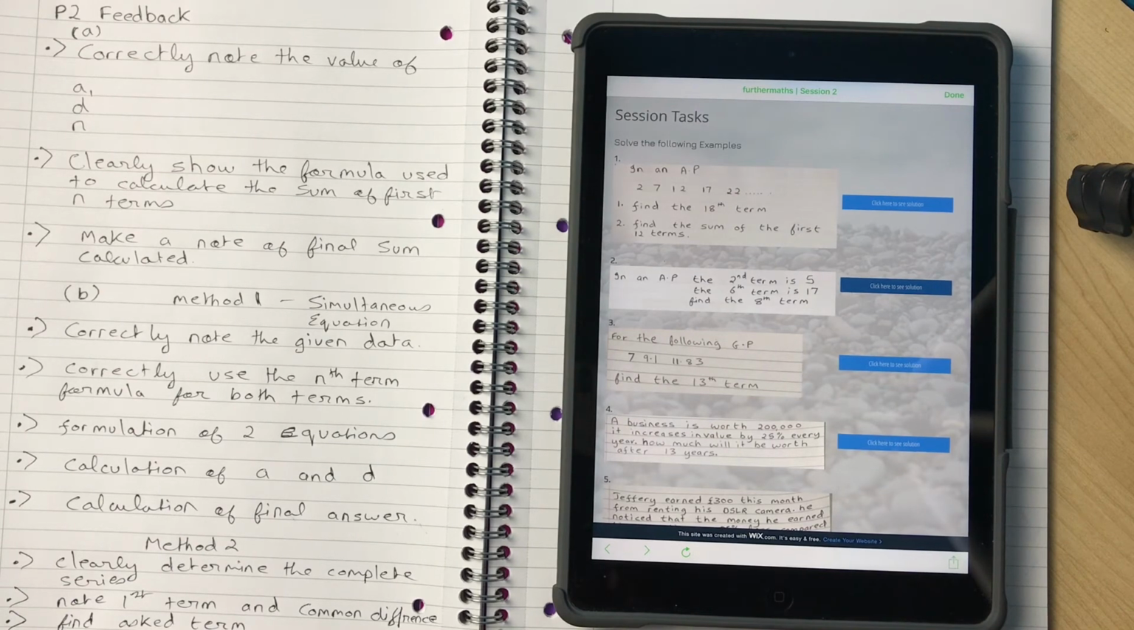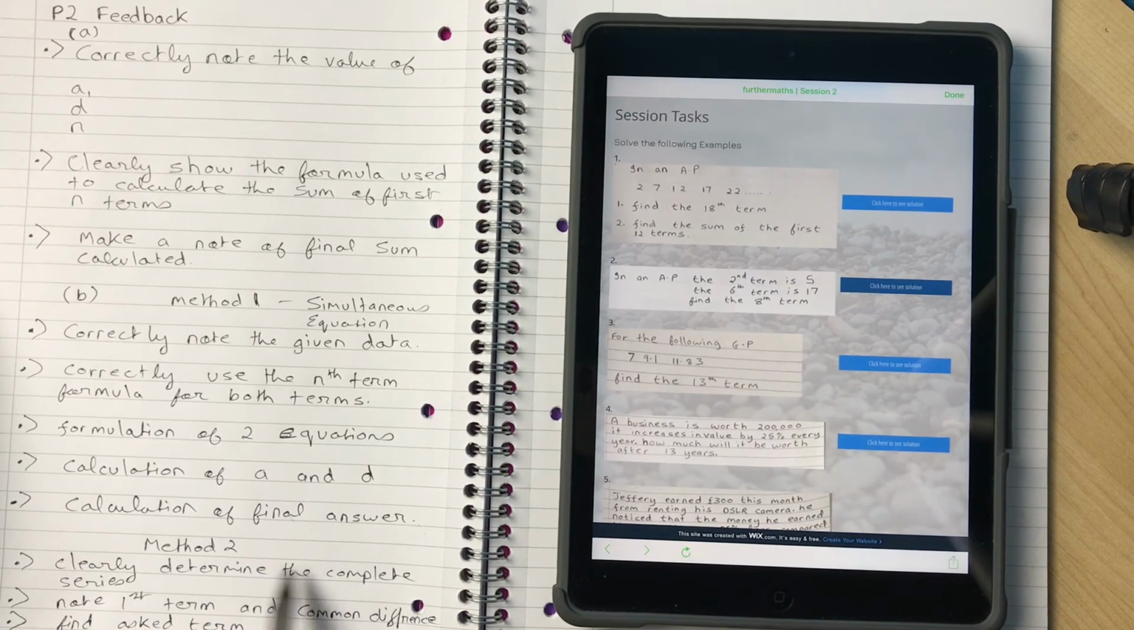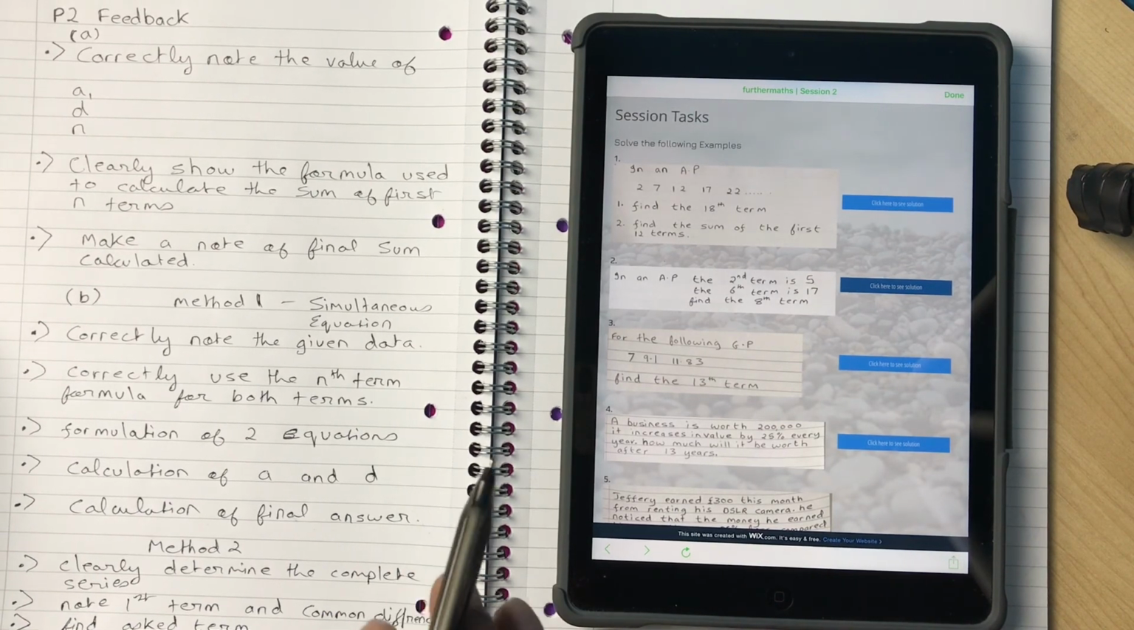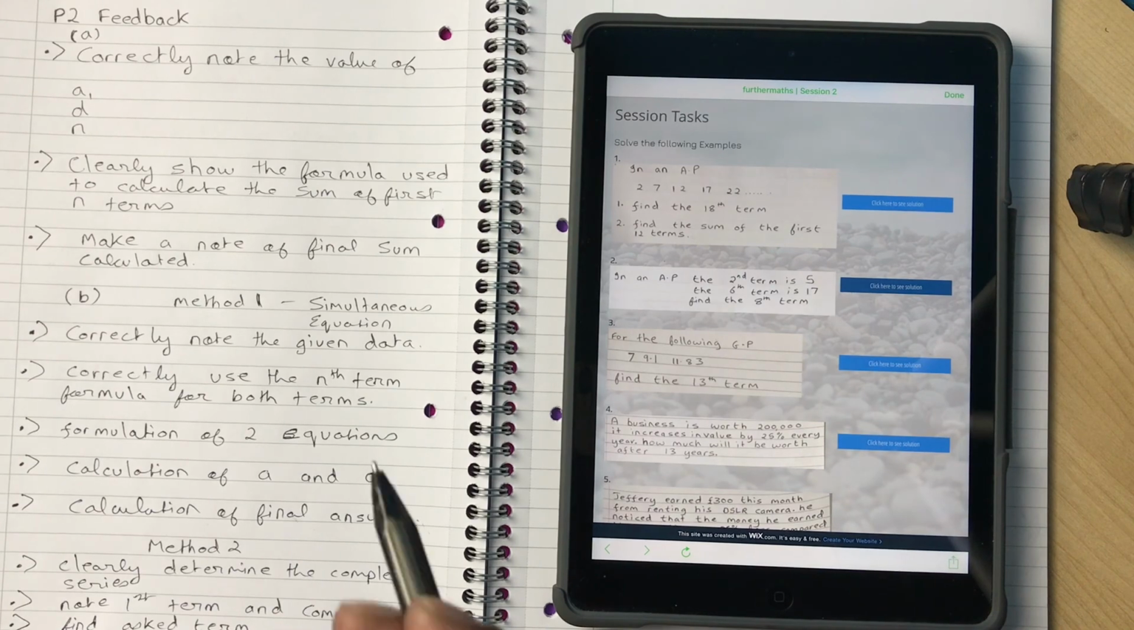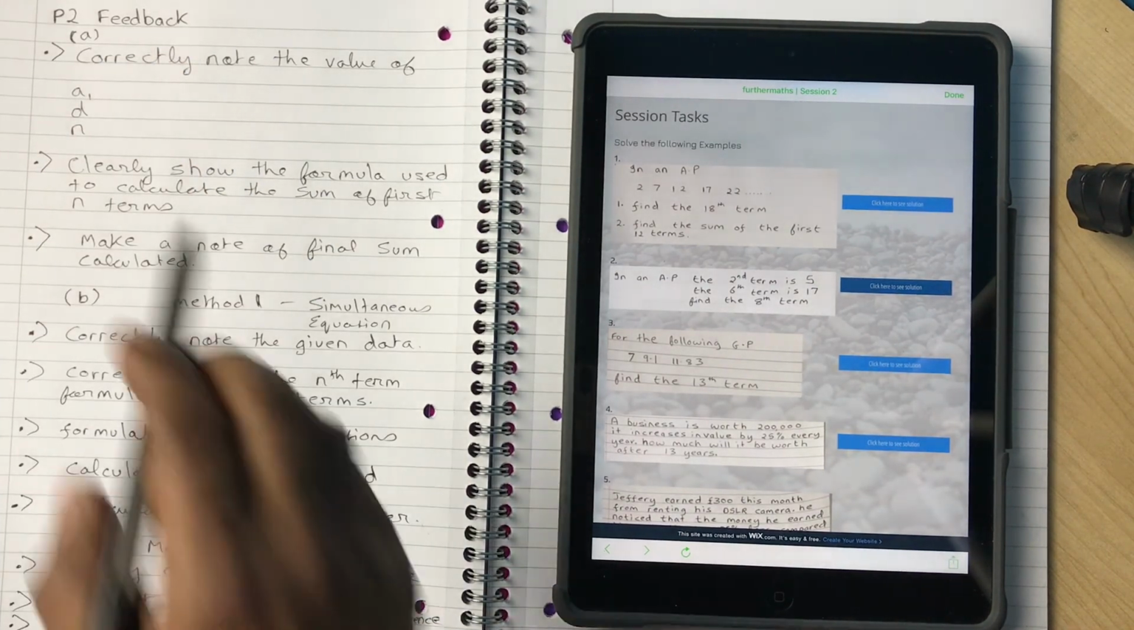but some of you have actually used this method and derived the final answer, and since the answer is correct, I have accepted it. But if you're using this method, you must make sure that you clearly determine the complete series, note the first term and the common difference, and then eventually find the asked term. So if you have all these steps in place, I have awarded you the P2 criteria or the P2 task.